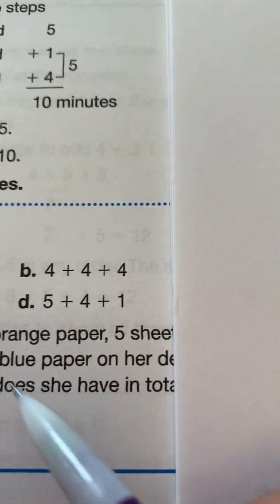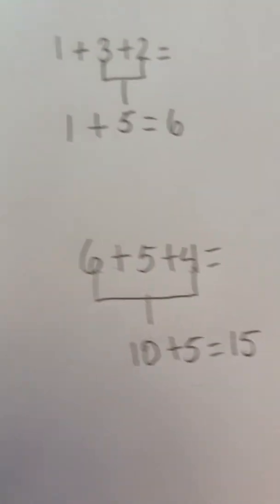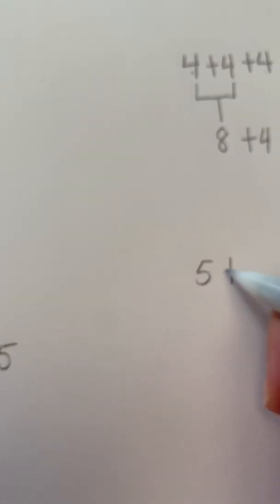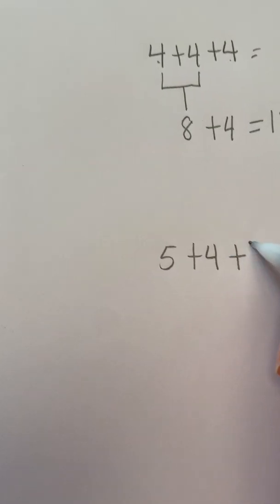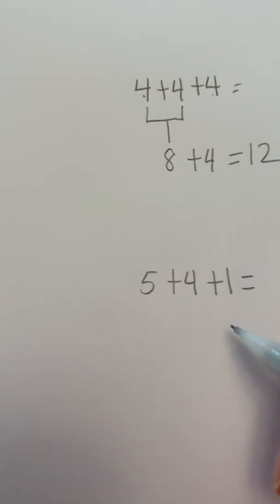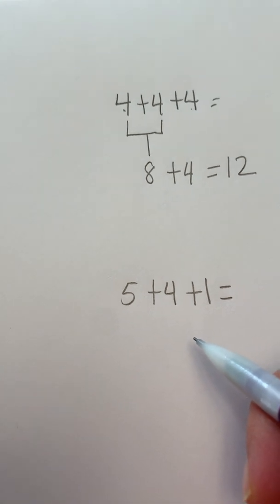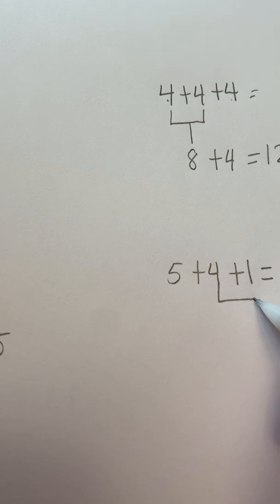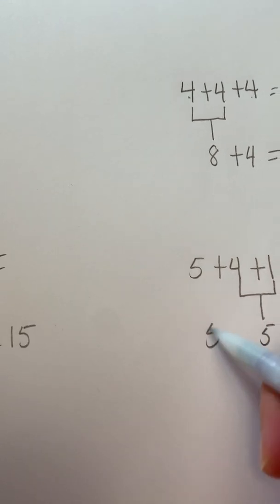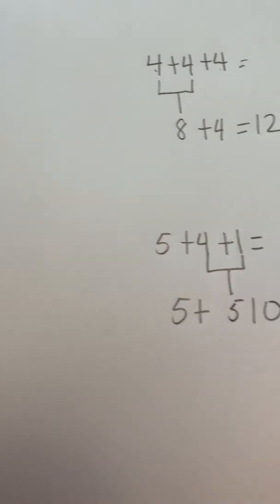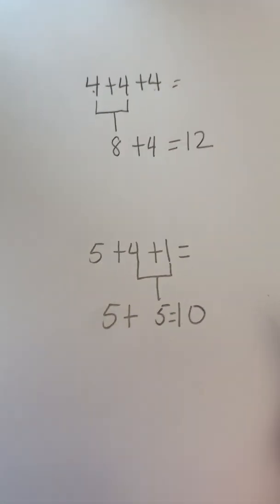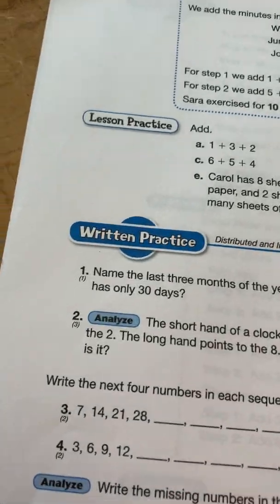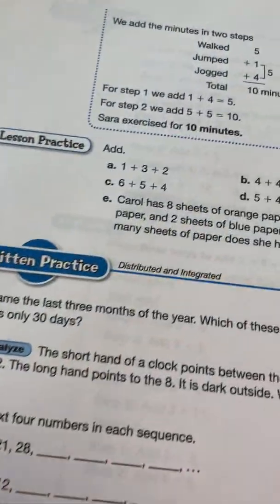The next one we have is D, 5 plus 4 plus 1. Again, I'm going to write this down here for you, 5 plus 4 plus 1, okay? So remember, we're looking for numbers that when we add, they're going to either equal 5 or 10. So I have here 4 plus 1, that will equal 5. 5 plus 5 equals 10, okay?